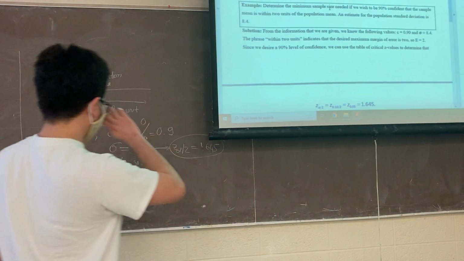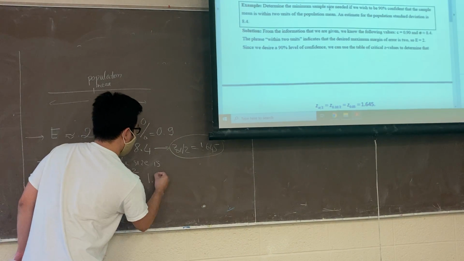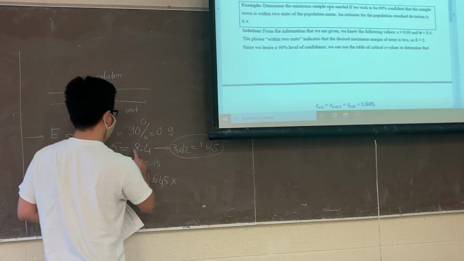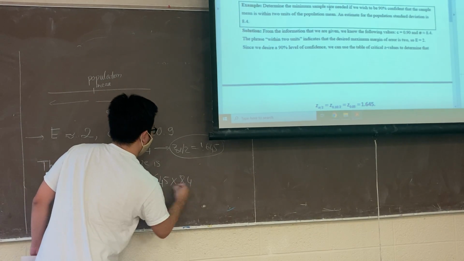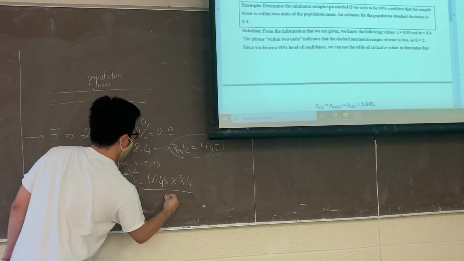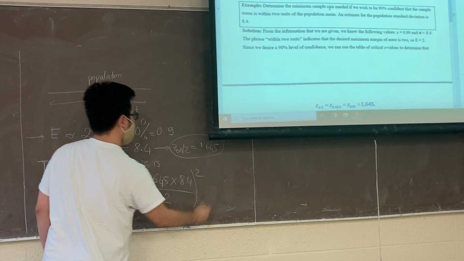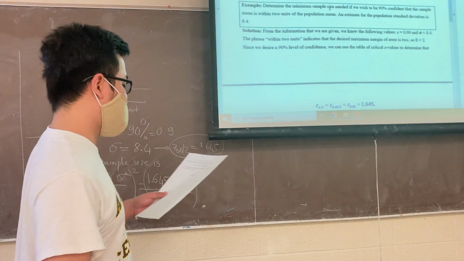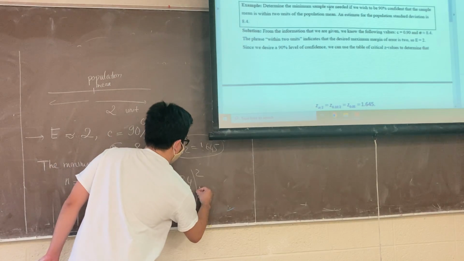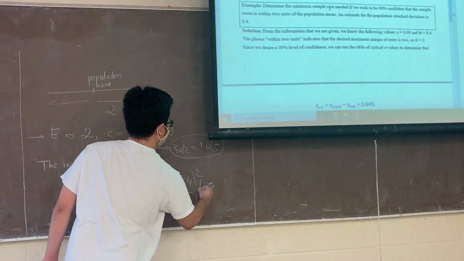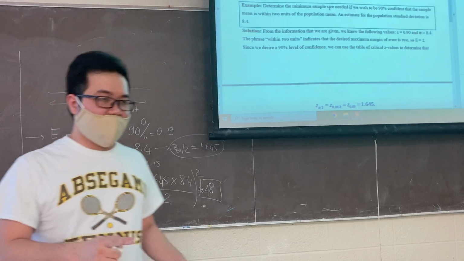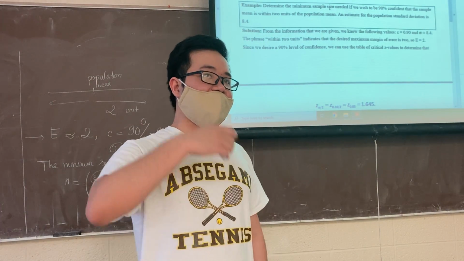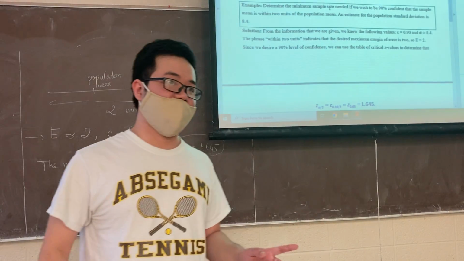Okay, so now we have the information about the critical value, so we put it in the formula. 1.645 times sigma, which is 8.4, and the margin of error we have here is 2, and square. After that, you will get a result of approximately 48. So to get the margin of error of 2, you need to do a survey of at least 48 people.